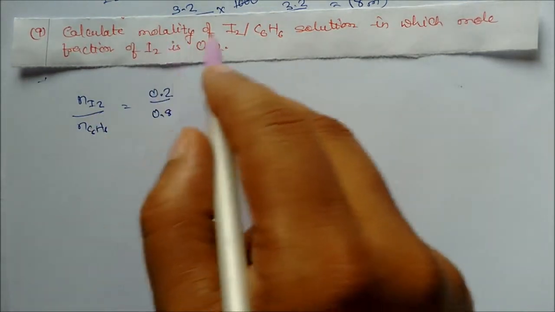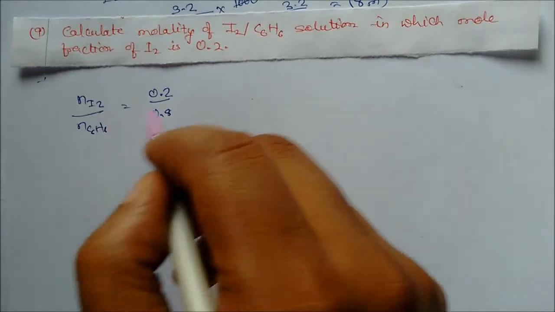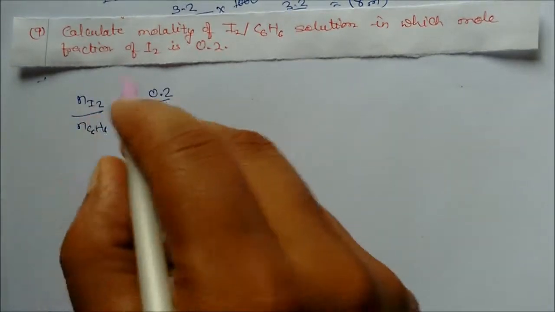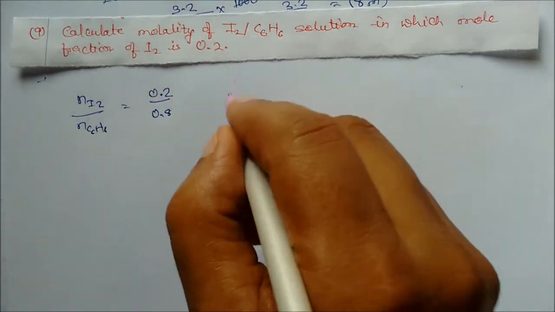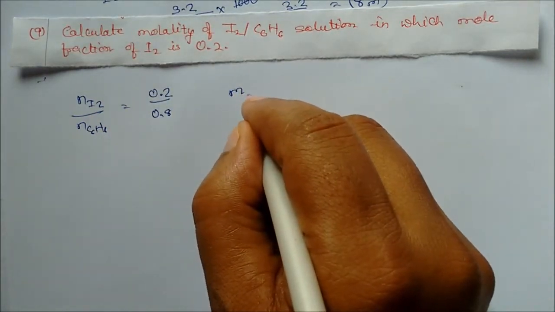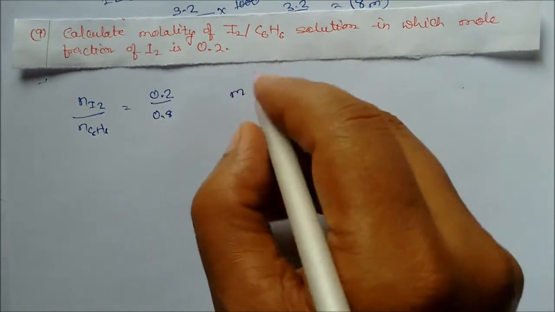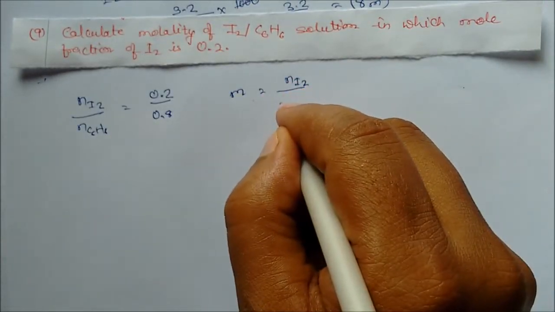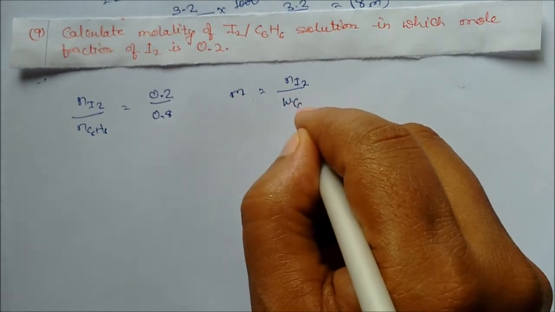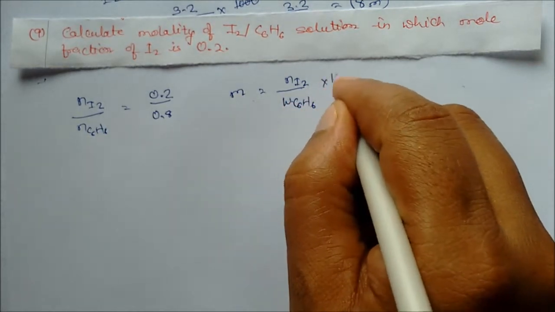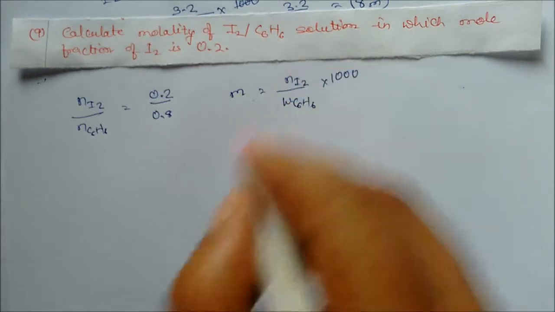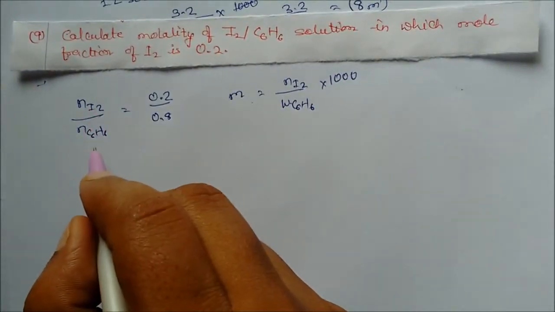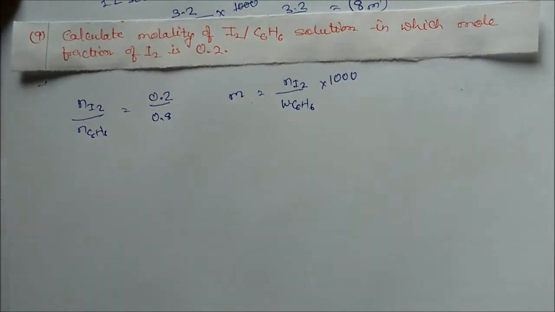Okay, we have to find the molality. So first we'll take the ratio of these two. So this is 0.2 by 0.8, and again we can write this ratio if you break this one. So molality of I2, they are asking, what is the molality of this solution. So again moles of I2 divided by weight of solvent into 1000. So this we require to find out. So how to find out? We can modify this. So on modifying we can write here.